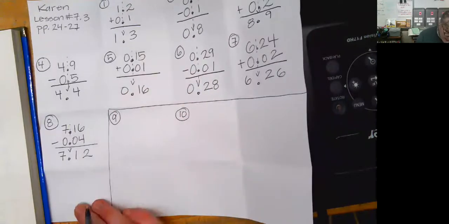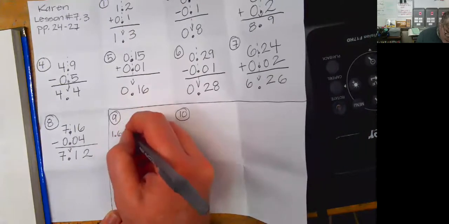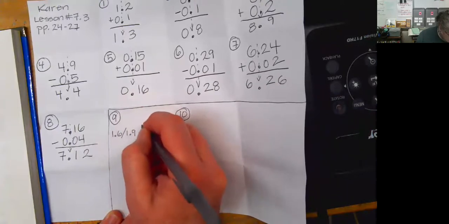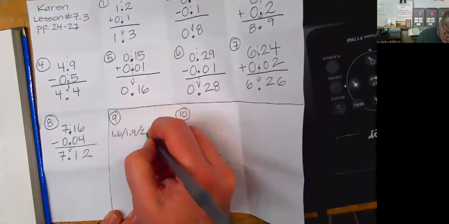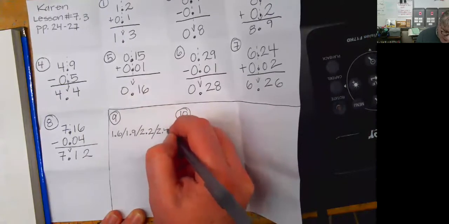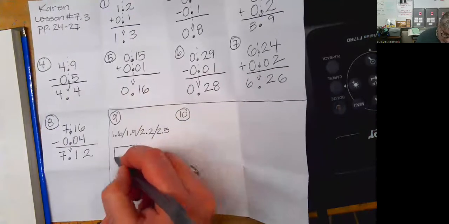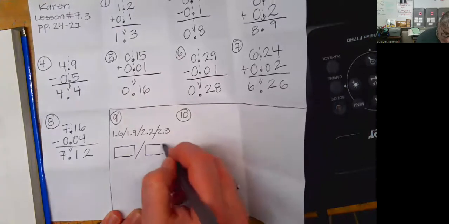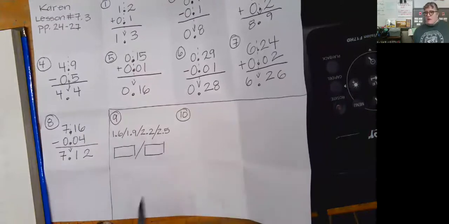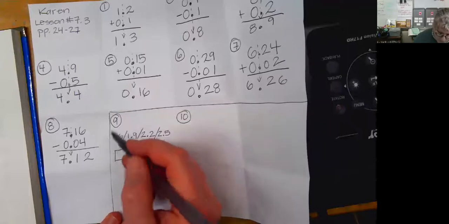So number 9 is giving me 1 and 6/10. The next number is 1 and 9/10. The next number is 2 and 2/10. The next number is 2 and 5/10. And then I'm going to find 2 green boxes after that. And I'm just putting lines between them so it doesn't look like a big snarly mess, right? I want to separate them so that you can really see what we're doing.